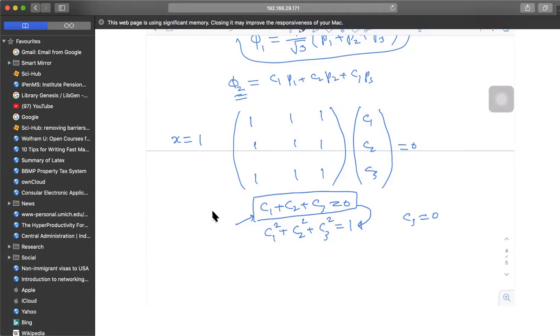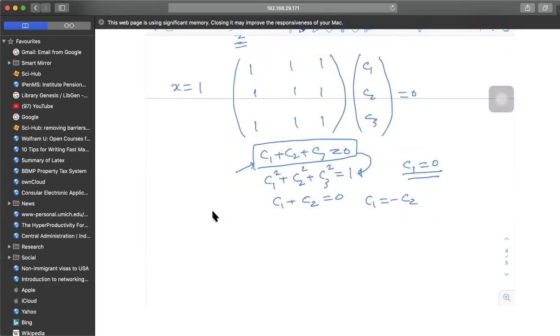So let us choose C3 is equal to 0 as our choice, in which case what is the result? C1 plus C2 is equal to 0, and C1 square plus C2 square is equal to 1, which implies that C1 must be equal to minus C2, and here C3 must be 0. So C1 square plus C2 square must be equal to 1. And if C1 is equal to minus C2, what will happen?